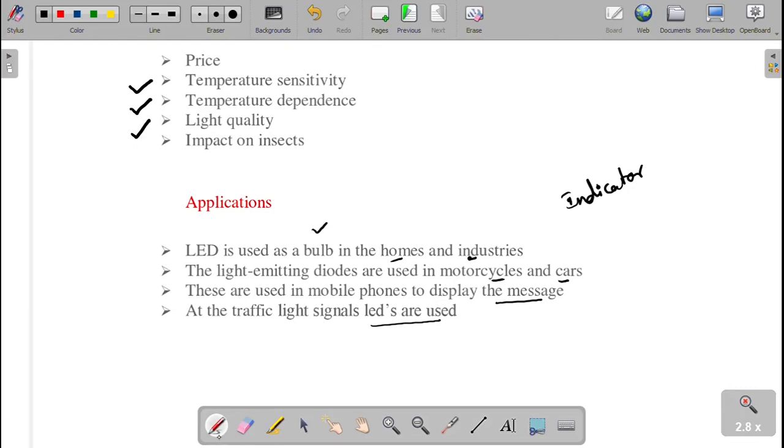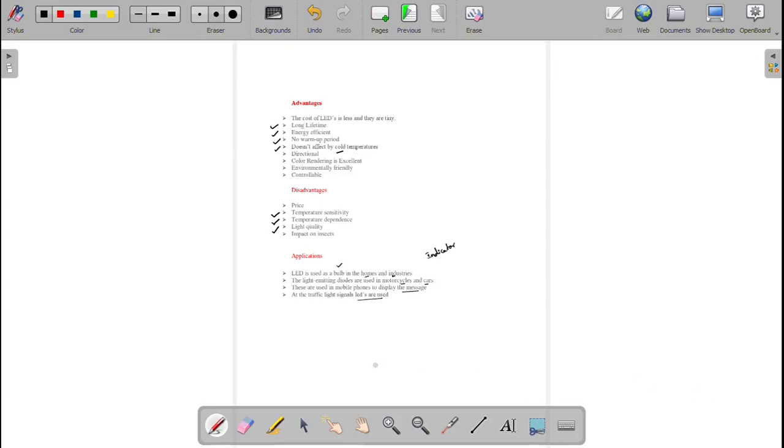Apart from this, I would like to explain a few more general questions that faculty will ask. That is, what is the aim of the experiment? As you know well, here we are studying the VI characteristics. The aim is to study the VI characteristics of LED, that is light emitting diode. And then, what is the apparatus required?